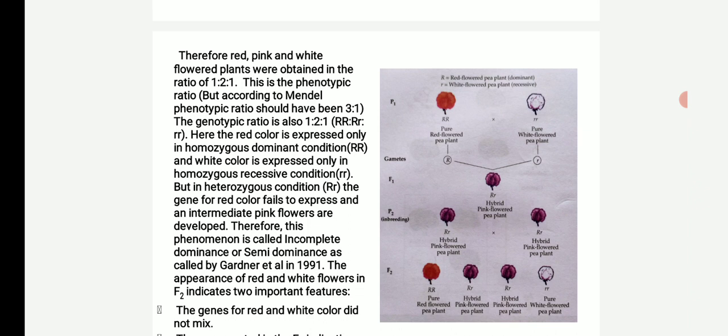In 1991. Incomplete dominance is also known as blended inheritance because it is a mixture of both parents. The appearance of red and white flowers in F2 indicates two important features. Number one, the genes for red and white color did not mix. Number two, they segregated in the F2 generation, indicating that there is no specific gene for pink color. That's all.